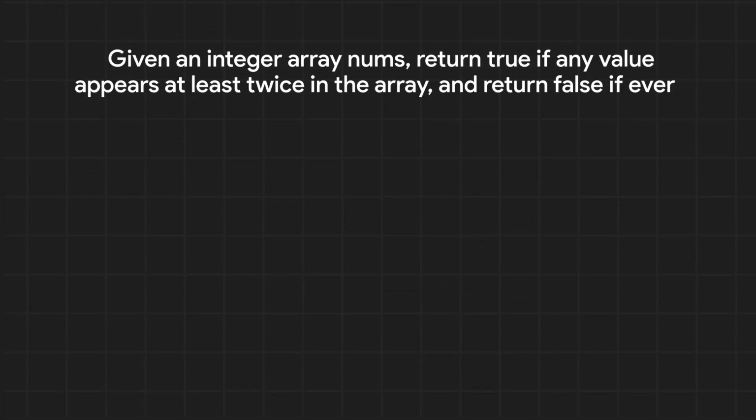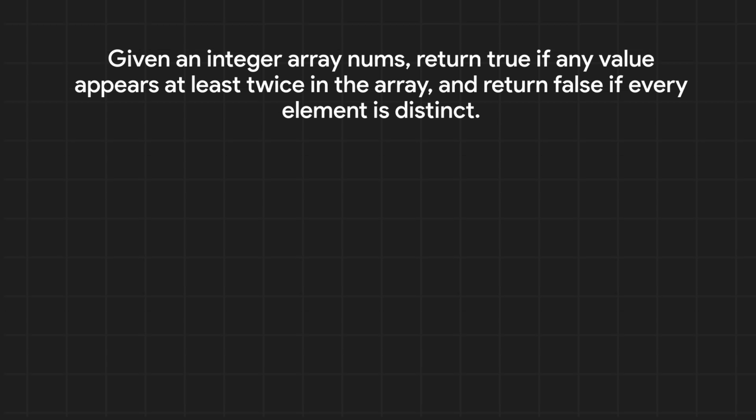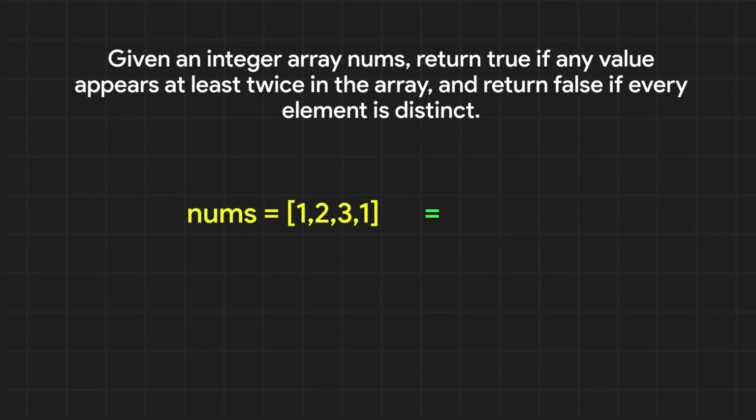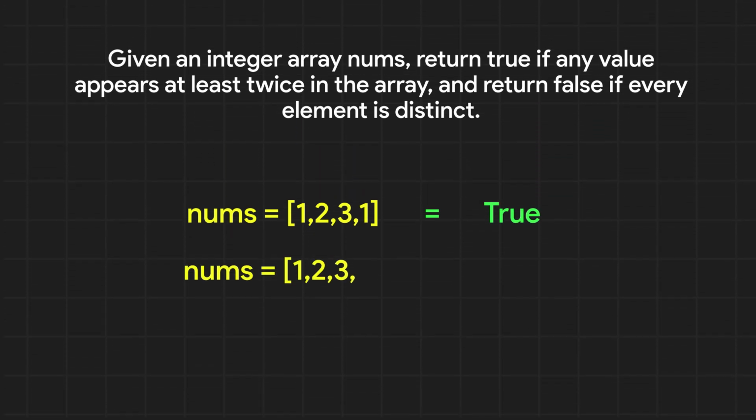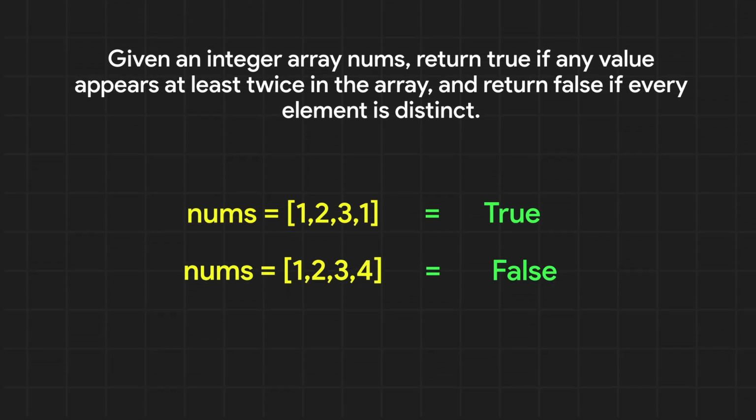Now let's solve one more interesting question. Given an integer array nums, return true if any value appears at least twice in the array, and return false if every element is distinct. Let me explain this question. If we have a number array, we must check whether any value in the array appears at least twice. If there are two or more duplicate elements, we return true, otherwise we return false. So if there are no duplicates, we return false. So let's implement this code and solve this problem.